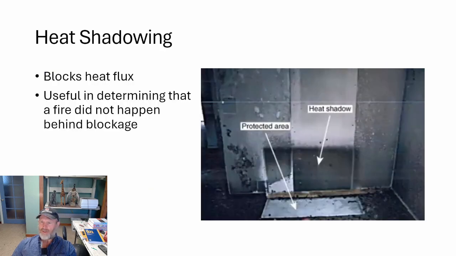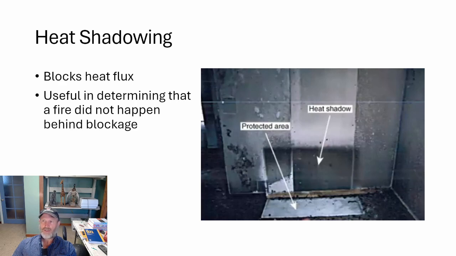Heat shadowing happens when something blocks the radiant heat flux and basically protects a surface. So you can tell how an item was placed against the wall. It has a different pattern behind it. And that's simply because the amount of heat flux that was allowed to transfer into the wall was limited because of that blockage. Time, distance, and shielding are the fundamental rules for heat transfer. You want to minimize time, maximize distance, maximize shielding. Those are the factors that go into radiant thermal energy transfer. So it's useful in determining that a fire did not happen behind the blockage.